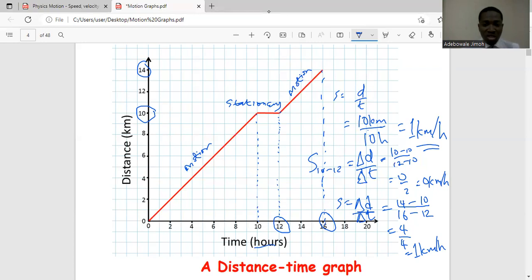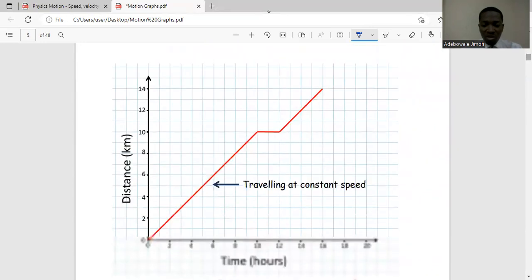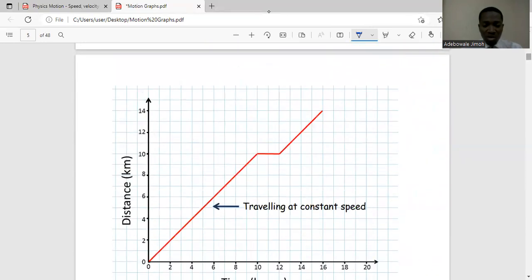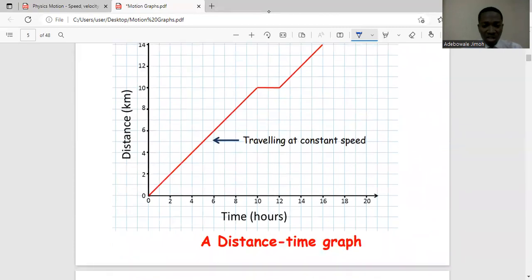So this graph is a visual representation of the motion of an object. So it's not every time that the question will be written in words. You could be given a graph like this and asked to make your deduction from that. So that is what has been explained here. This represents traveling at constant speed. That's how you have a straight slope.